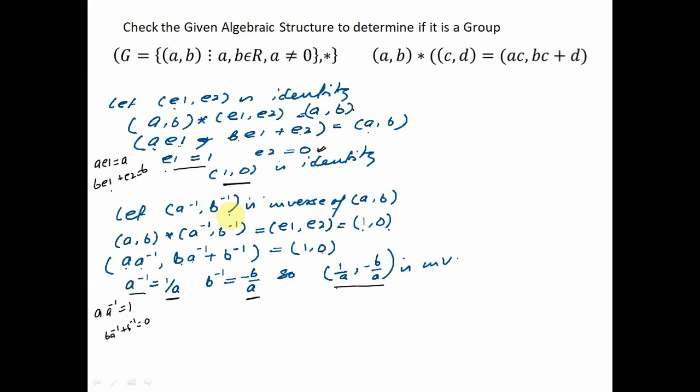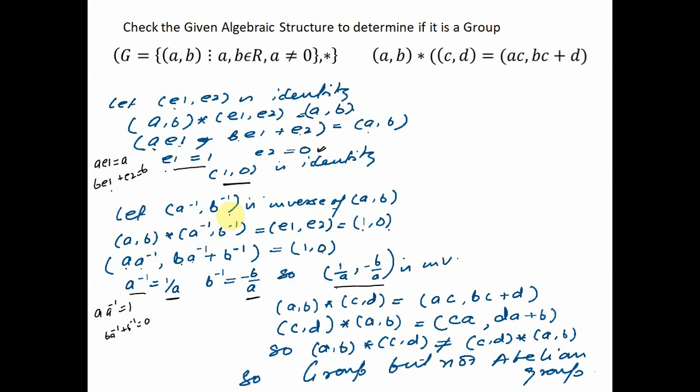Let's verify whether it is an abelian group. So let's say (a, b) star (c, d) gives me (ac, bc plus d). (c, d) star (a, b) gives me (ca, da plus b). Now a, b, c, d are all real numbers. ac is same as ca. But here I have bc plus d, but here I have da plus b. So this is not commutative. So it is a group, but not an abelian group.